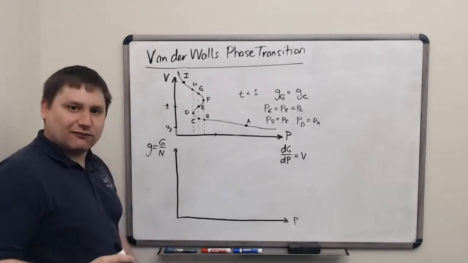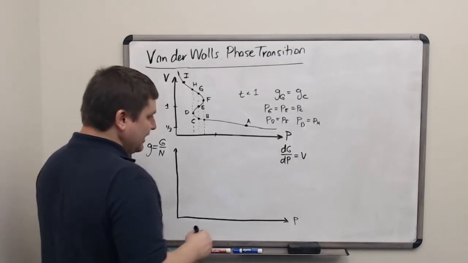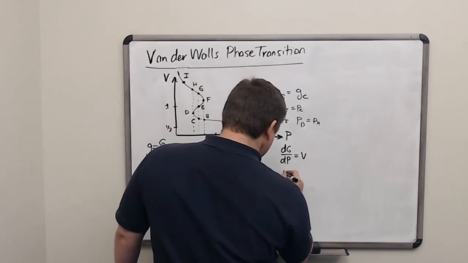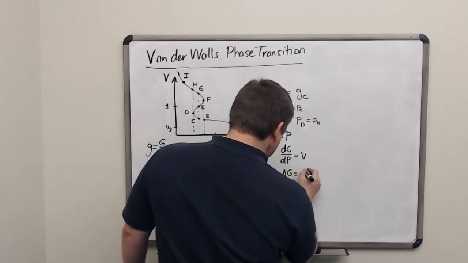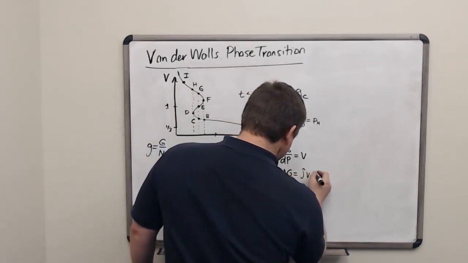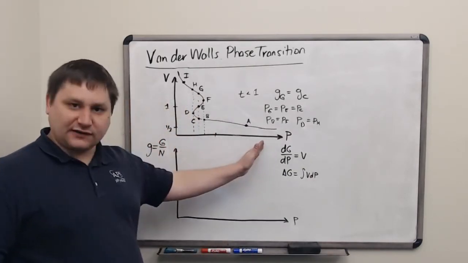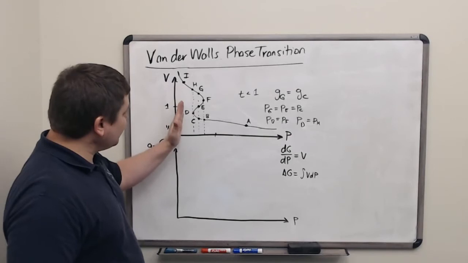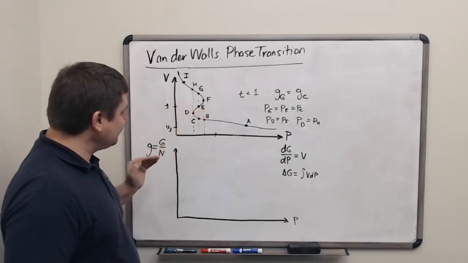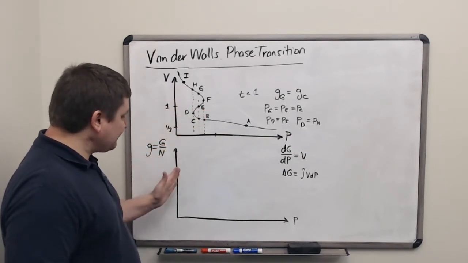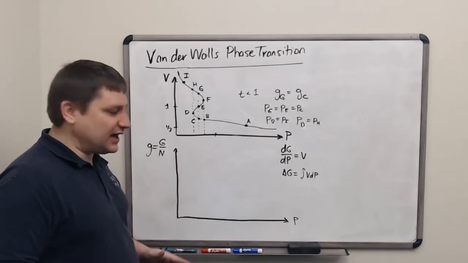That's not so helpful to draw the graph, but a slightly different version of it is. Delta G is equal to the integral of V dP. So I've got P as my horizontal axis. So areas that are enclosed on this curve will correspond to changes in the Gibbs free energy on this curve.